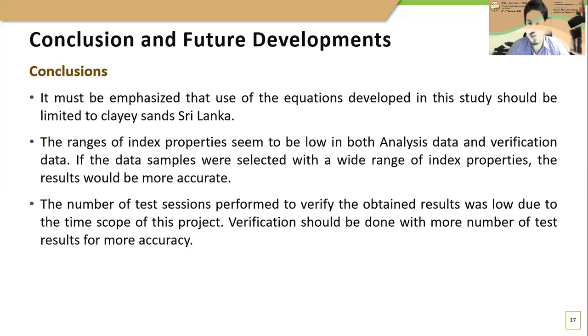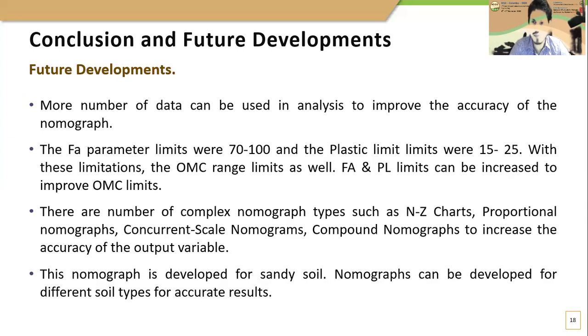The number of test sessions performed to verify the obtained results was low due to the limited time scope of this project, and the verification should be done with more test results for more accuracy. These are the proposed future developments for this study. More data can be used in this analysis to improve the accuracy of the nomograph. The Fa parameter limits were 70 to 100, and the limits of the plastic limit were 25 to 50. With these limitations, the optimum moisture content range is limited as well.